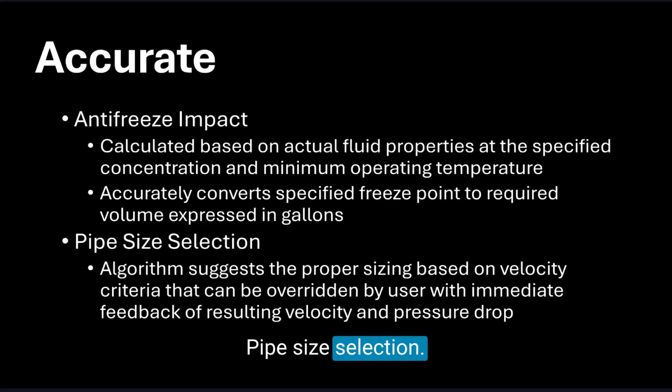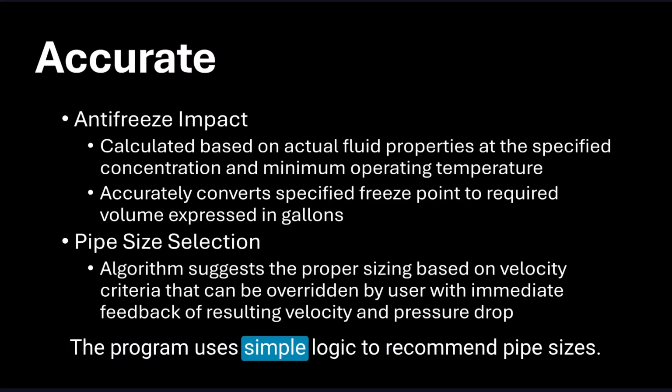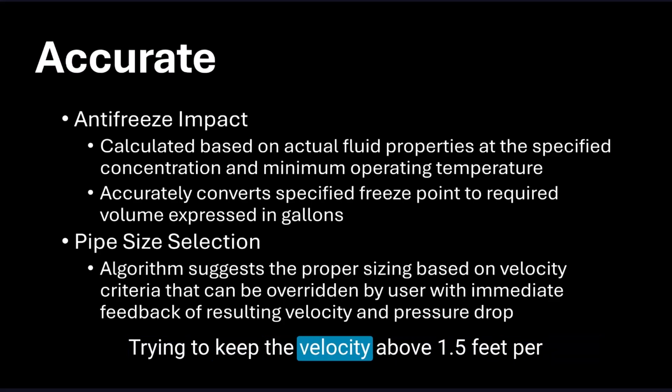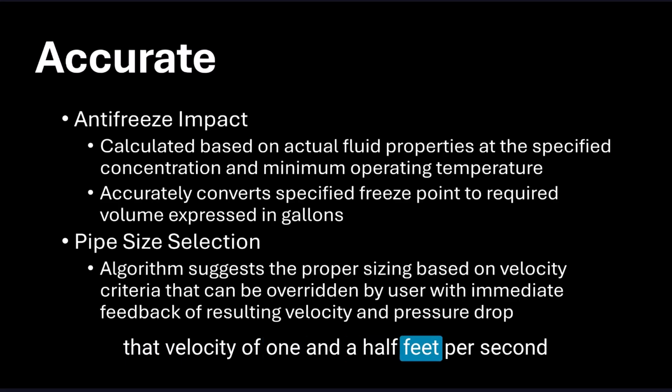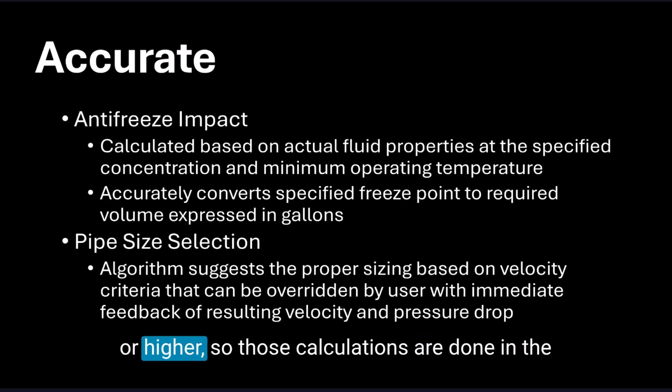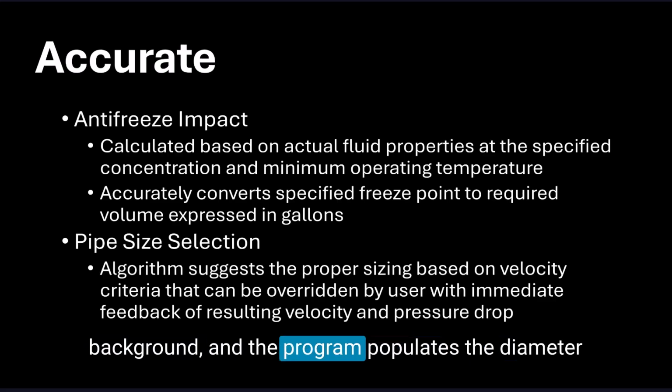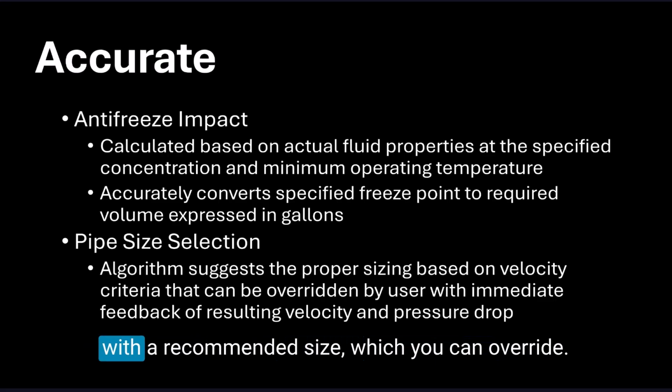Pipe size selection. The program uses simple logic to recommend pipe sizes, trying to keep the velocity above 1.5 feet per second. So it finds the largest size pipe that has that velocity of 1.5 feet per second or higher. So those calculations are done in the background, and the program populates the diameter with a recommended size, which you can override.